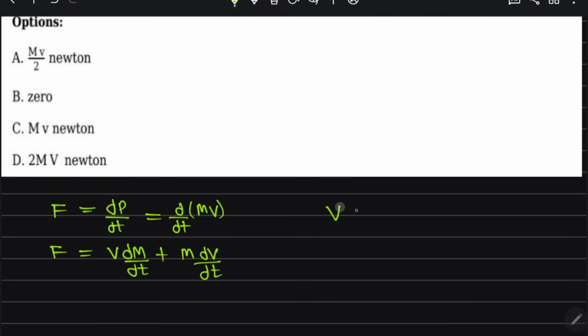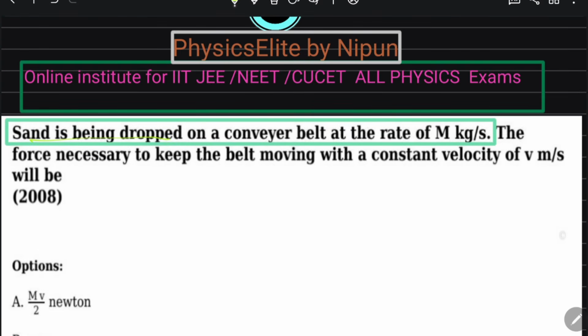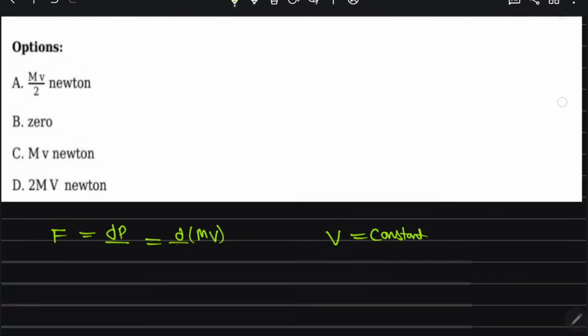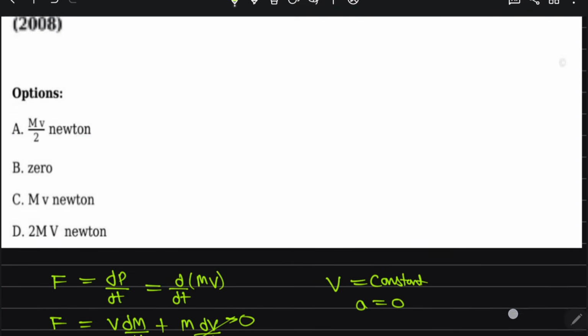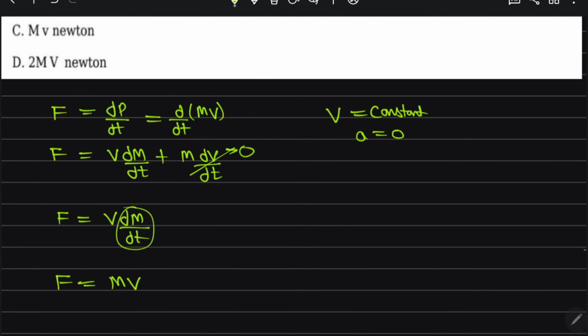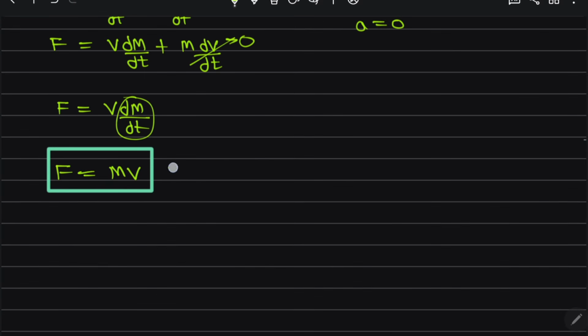Now here they are saying that they are moving with constant velocity, so their acceleration is 0. This becomes 0. So how much force is required? v dm by dt. And they are saying that sand is being dropped on a conveyor belt at the rate of m kg per second, means dm by dt is m. So force is m into v, right? So which option? Option C is correct.